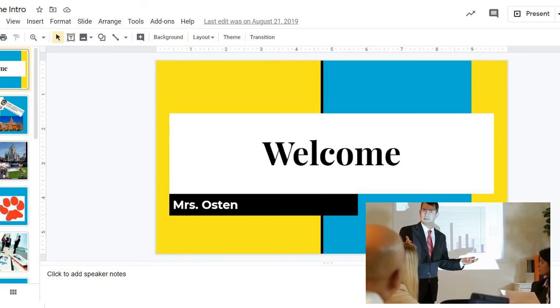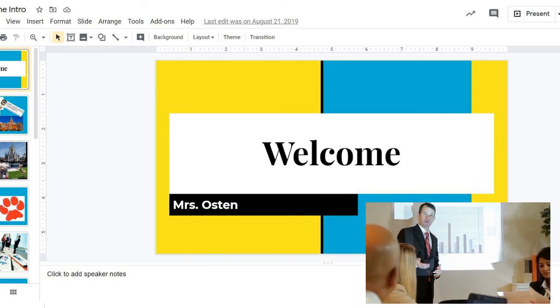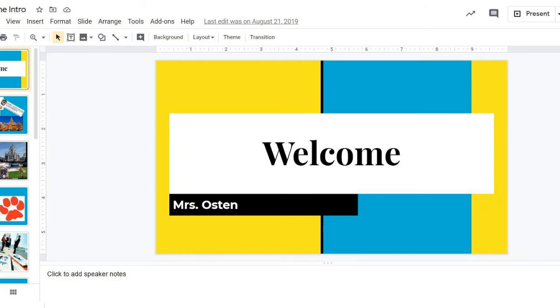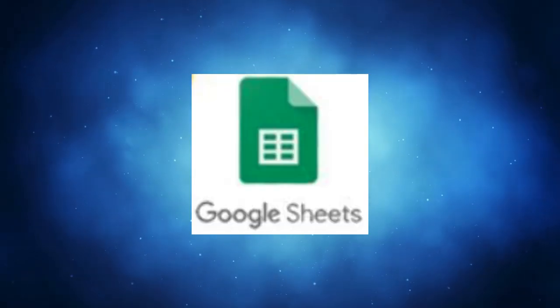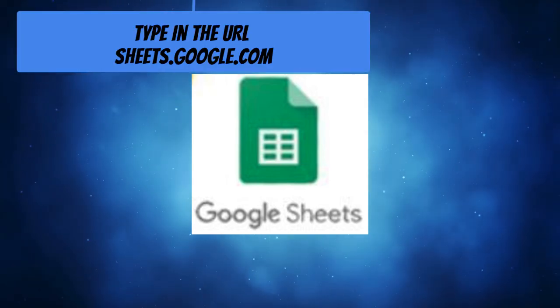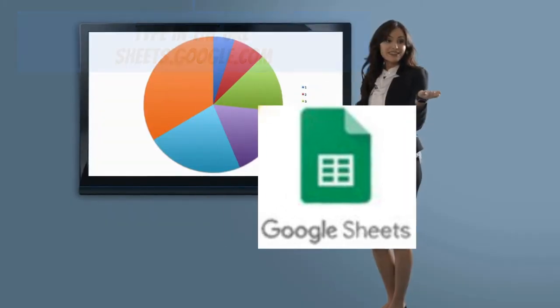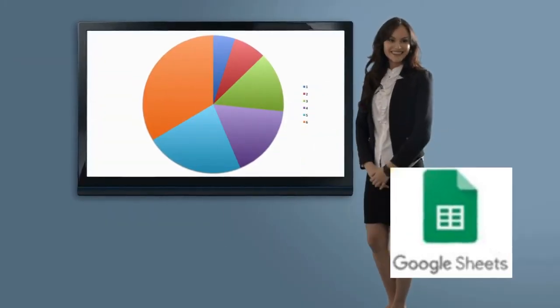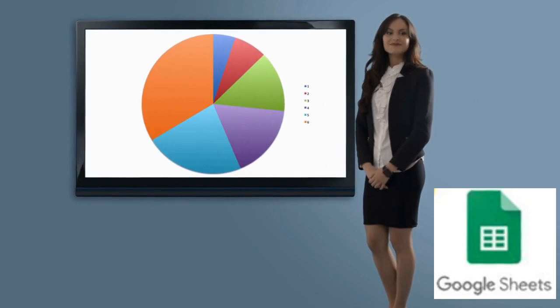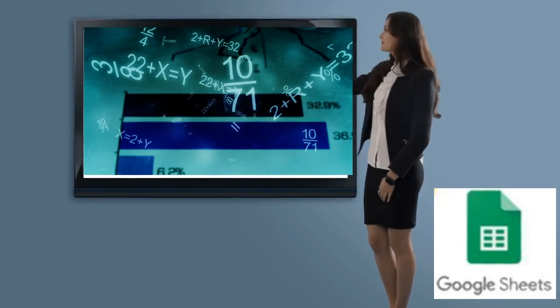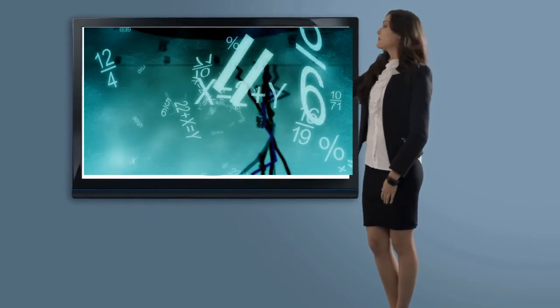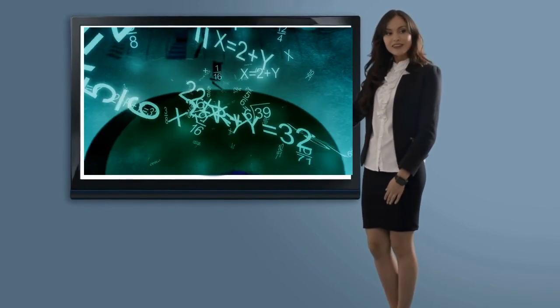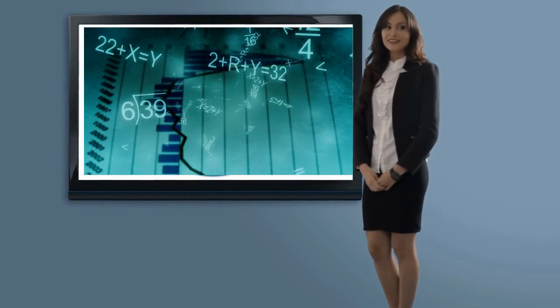Most of you have probably heard of a program called Apple Keynote or Microsoft PowerPoint, and those are presentation software programs as well. Finally, the third program is called Google Sheets, and Google Sheets are used primarily in school for graphs, but they can also be used for mathematical calculations as well. And that is comparable to Apple Numbers or Microsoft Excel.